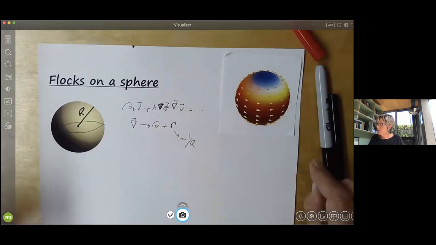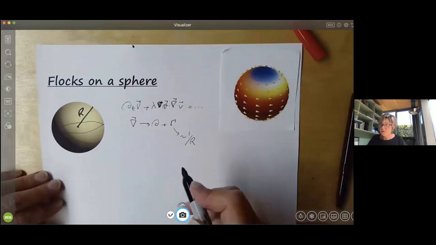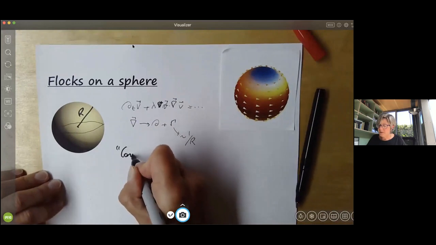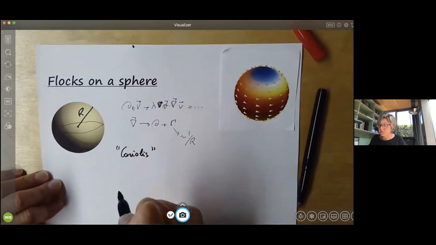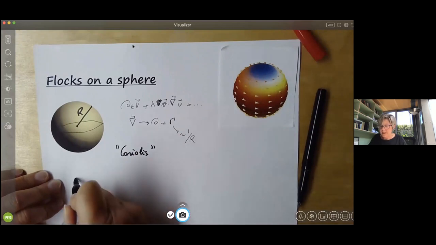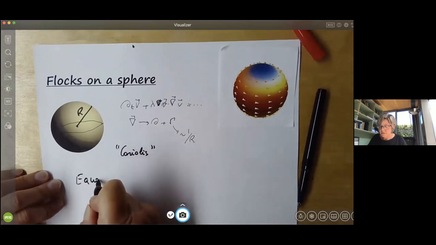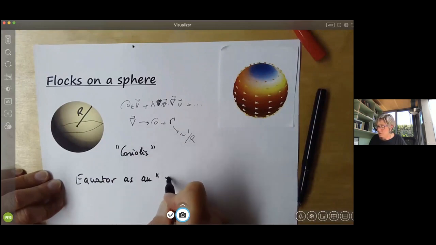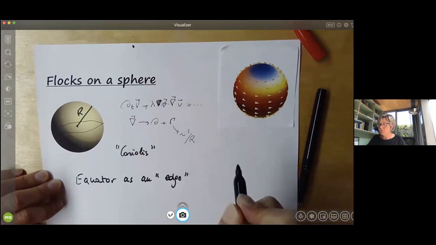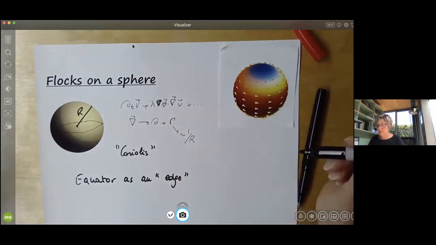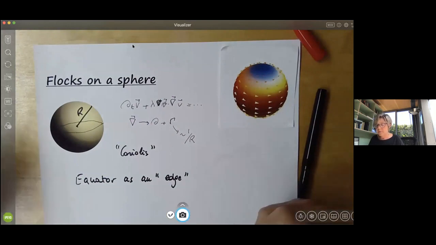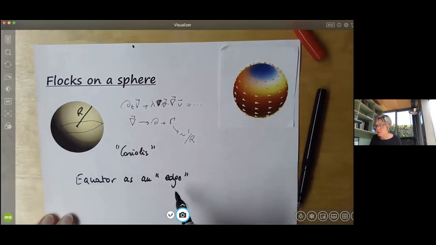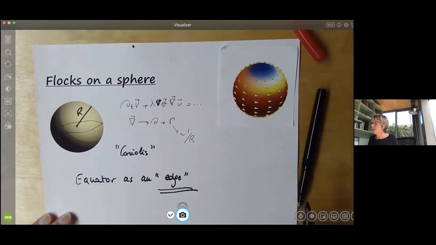Now, because the Coriolis force, or this Coriolis-like force, has different signs on the two sides of the sphere, the equator has to be thought of as the edge of the system. If I want to solve to find either the steady state or look at the fluctuations, I have to do it separately in the northern and southern hemisphere and then match the two solutions at the equator. So the equator serves like the edge, the boundary of the system.